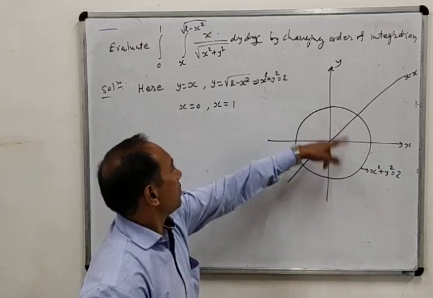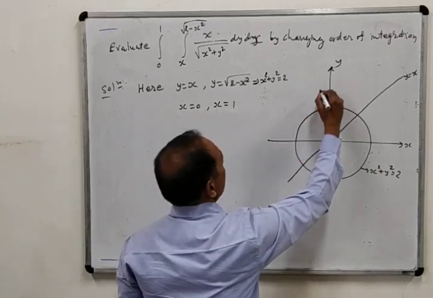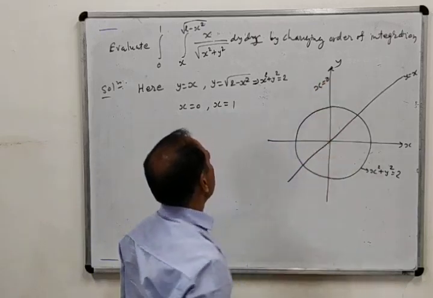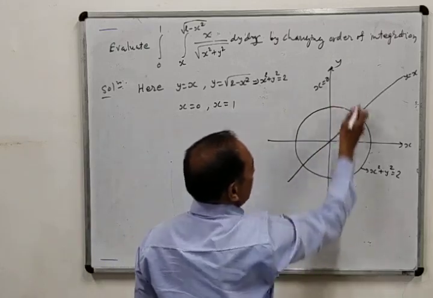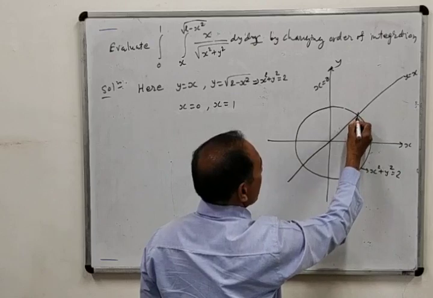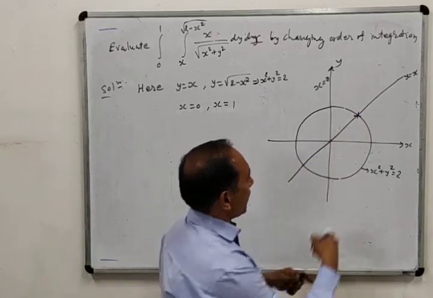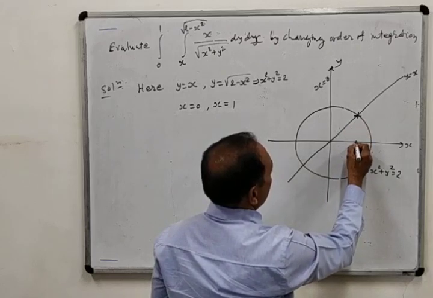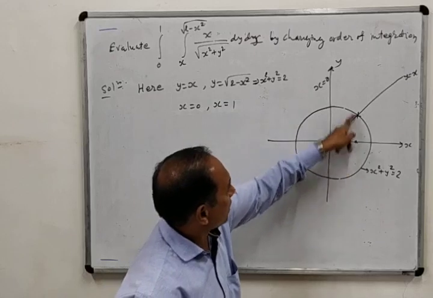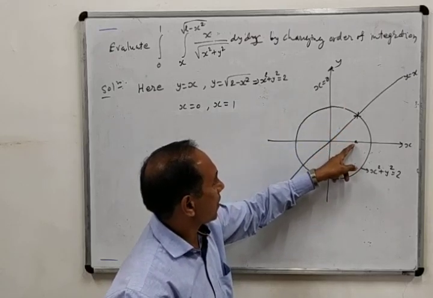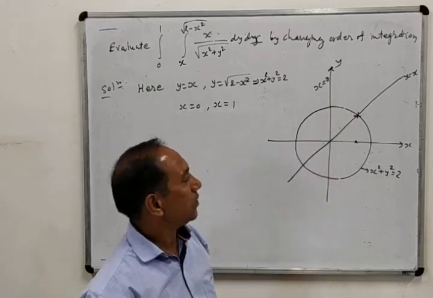So this boundary is given, this boundary is given, and x equal to 0. What is x equal to 0? x equal to 0 is the y axis. x equal to 1 is the line in this way, but where to draw? Because here we also have one point. So before drawing x equal to 1, we will find out this point. Which point is this? Because if x equal to 1 is this, then it will pass through this. If it is less than 1, then it will go through here.